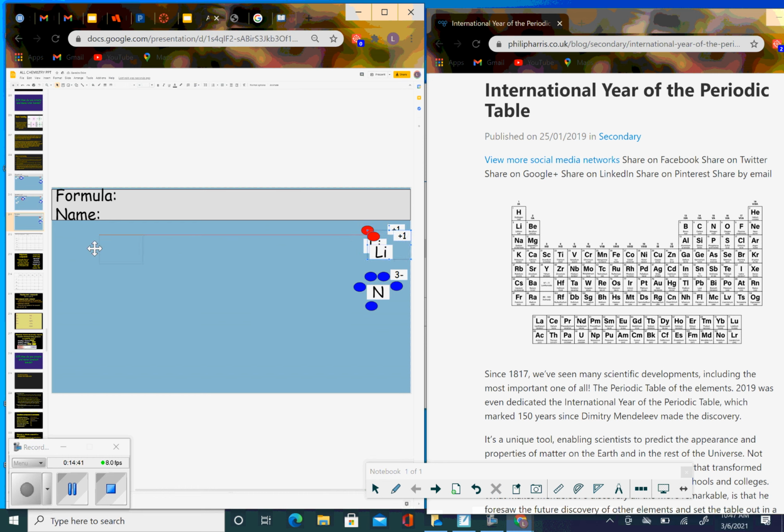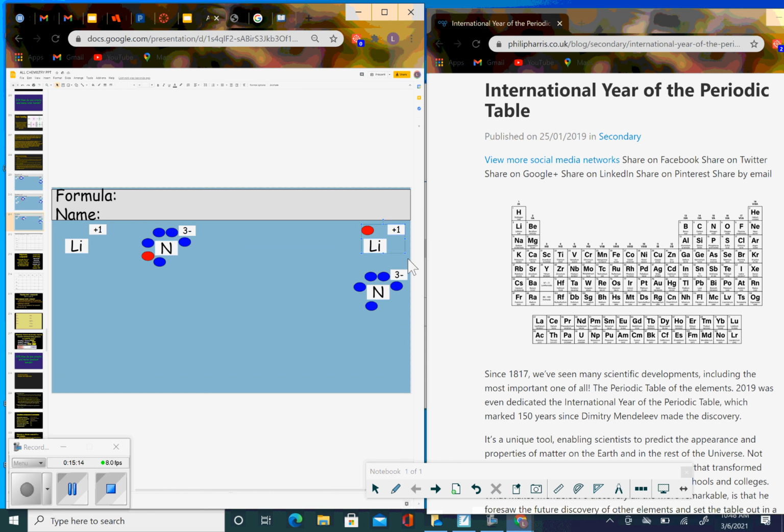hover over it right in the middle, pull it over. Let's do the same with nitrogen, Control C, Control V, hover over it, and pull it over again. Now we're going to grab this electron and put it right here. So that lithium is happy, but this nitrogen is still not happy. So our only option is to grab lithium again.